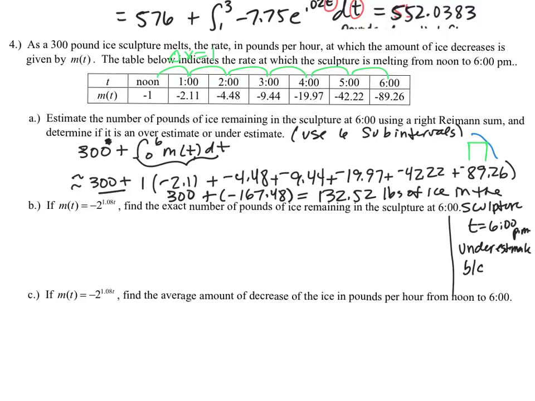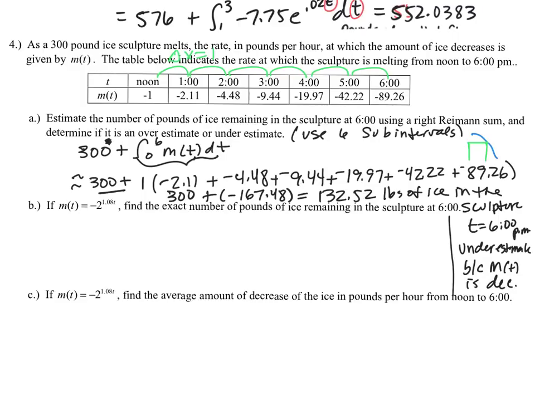because our function, well, I should have given the amount function a name. Let's go ahead and call it, if little m of t is our rate function, let's call capital M of t the antiderivative, which would be the amount function. So we'll say because m of t is decreasing.